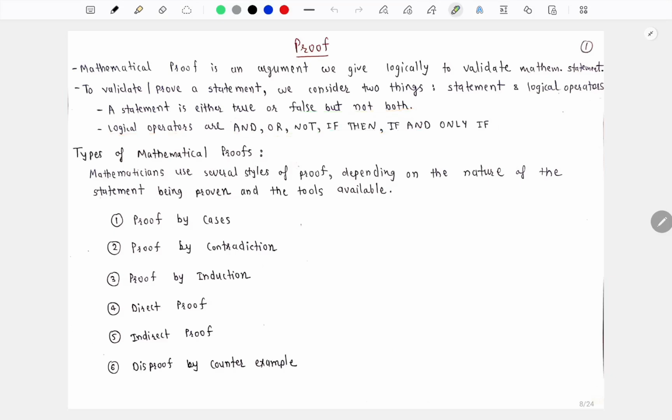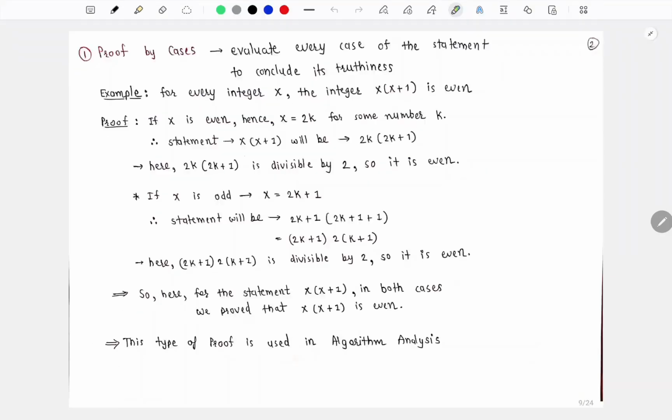These are all the logical operators we will use. Now, there are mainly 6 types of proofs. Mathematicians use several types of proof depending on the nature of the statement being proven and the tools available. What are these 6 proofs? Proof by cases, proof by contradiction, proof by induction, direct proof, indirect proof, and disproof by counterexample. We will see each proof one by one. First is proof by cases.